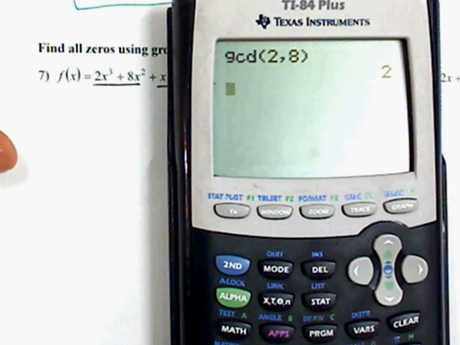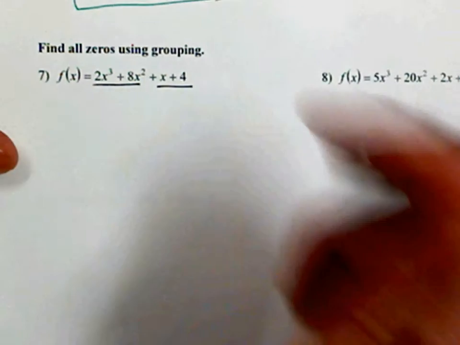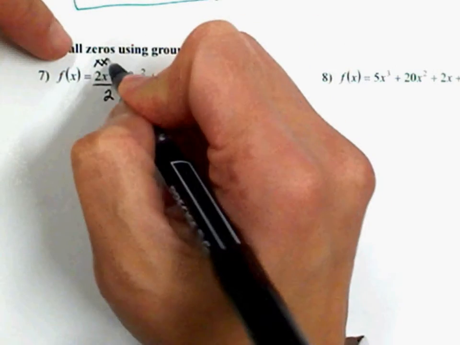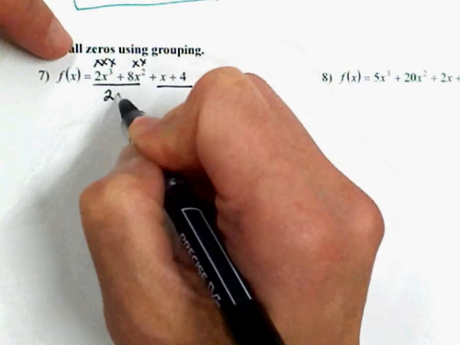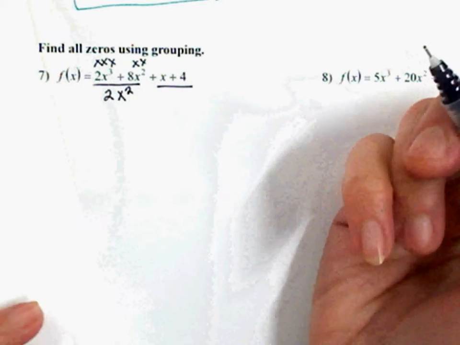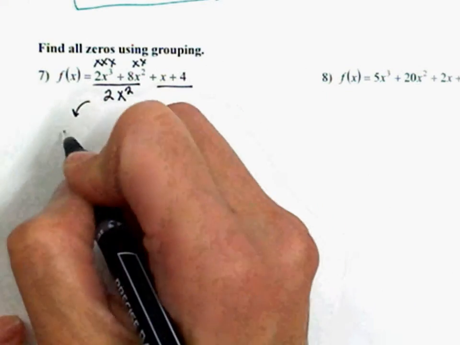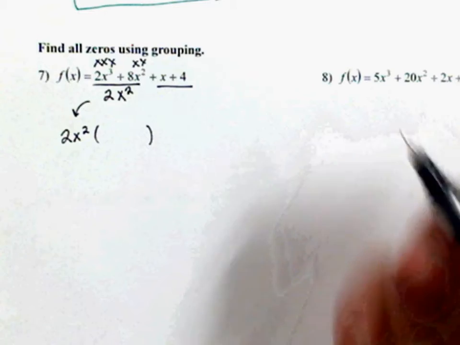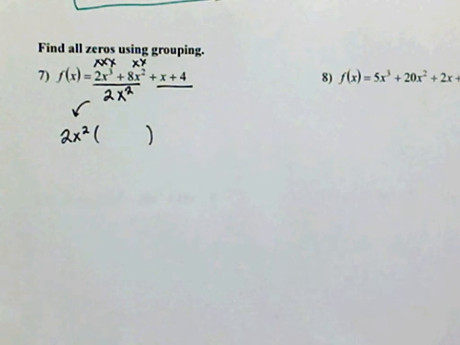So what do those have in common? 2. So I'm going to take out a 2. You have 3 x's here and 2 here. How many do they have in common? X squared. You're going to factor that out and put it right here. What's left goes right in those parentheses.